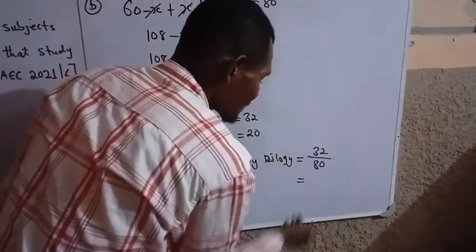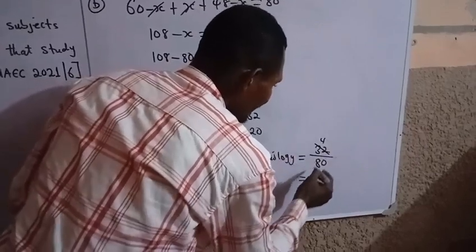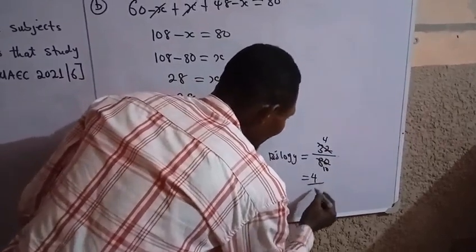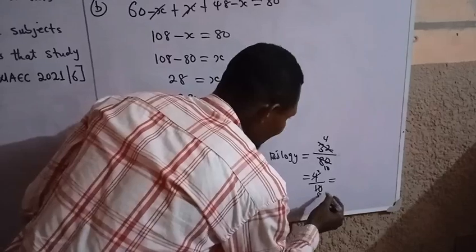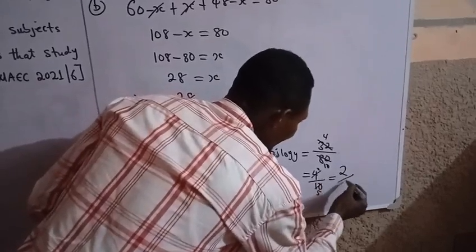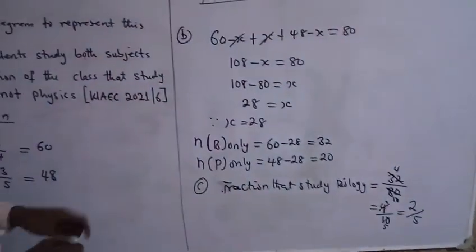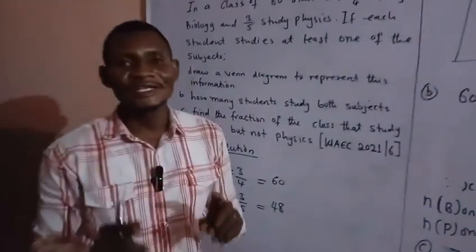You can use 8 to reduce it to the lowest terms. 8 goes into 32 four times, and 8 goes into 80 ten times. So we have 4 over 10. And then 2 goes into 4 two times, and 2 goes into 10 five times. So the fraction is what? 2 over 5. The fraction that study biology but not physics is 2 over 5.